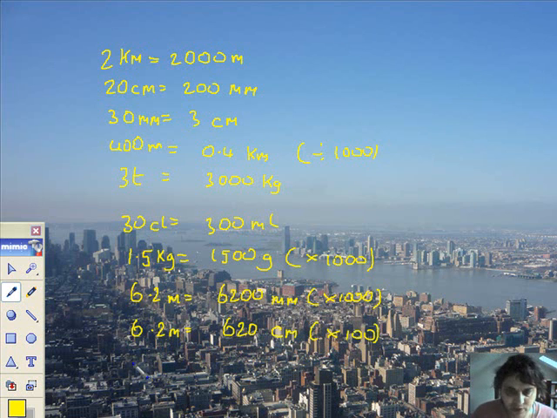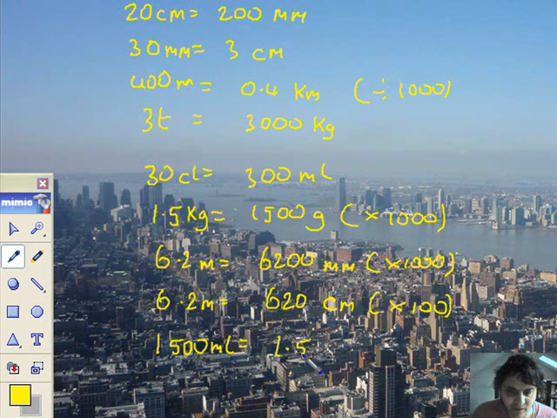And the last one in question 8 is 1,500 milliliters is 1.5 liters. You know that every litre contains 1,000 milliliters, so 1.5 litres will be 1,500 milliliters. Effectively, I divided by 1,000 in my brain. And that's question 8 done.